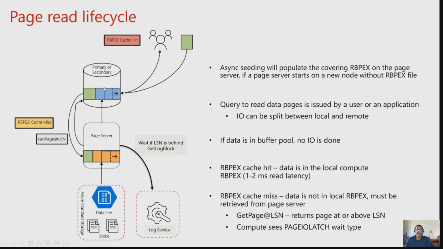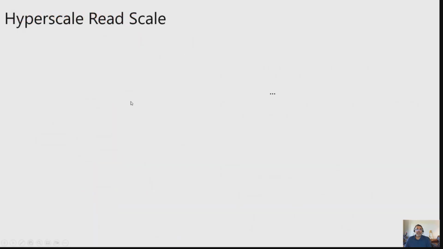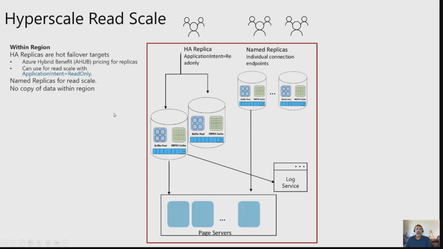So the larger the tier you have, for example, each core gets 5.1 gigs of memory, and the cache is 3 times the amount of the memory on that service objective. From a read scale scenario, we have multiple read scale options, if you will. We briefly talked about them in the first slide.